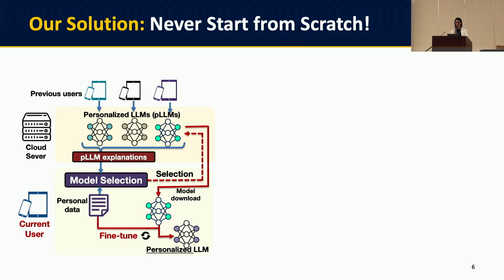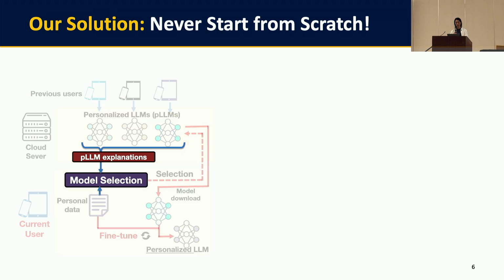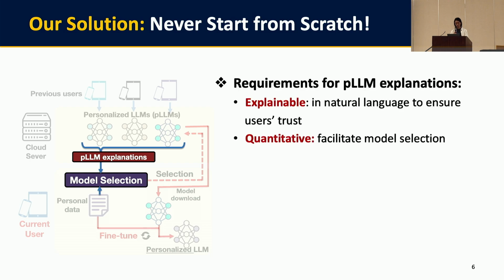In our framework, the effectiveness depends on accurate model selection. To ensure high accuracy, we require that the explanation meet two requirements. The first is that, to ensure the user's trust in our framework, the explanation should clearly describe how the models are fine-tuned in natural language. And the second is to support model selection: the explanation also needs a numerical metric to measure the difference between models.